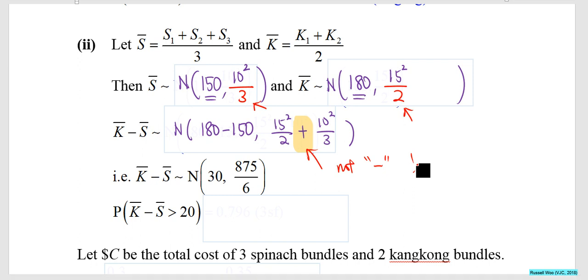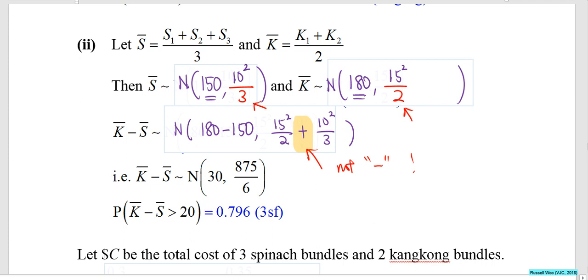Okay, now I want you all to do this on your own. Try. Get some number, you get some value. The probability that K bar minus S bar is greater than 20. Do it. Alright, 0.796 is the answer. Press a calculator, I don't think it's difficult. Okay, let's take a look at the last part.